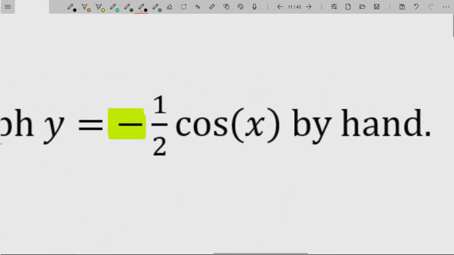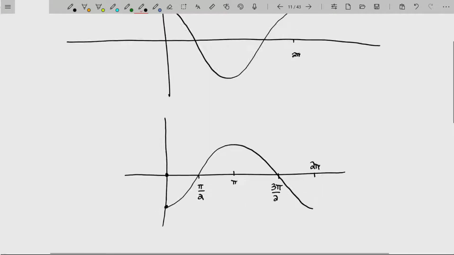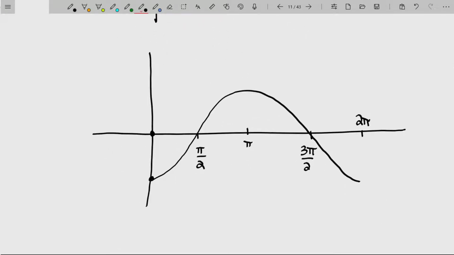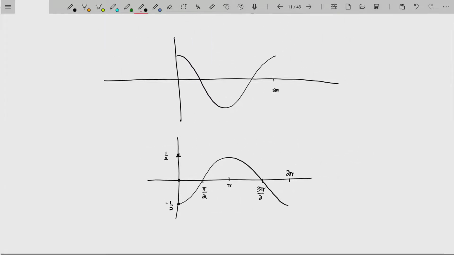But in this case, it won't be 0, -1 because we are multiplying all the y values by half. So it's not only flipped over, but all the y values are half of what they used to be. So this is a -1/2. This is a +1/2. So instead of going from -1 to 1, it goes from -1/2 to +1/2. But that is the graph, going on forever, of the -1/2 cosine of x.